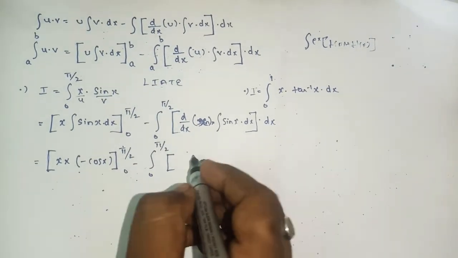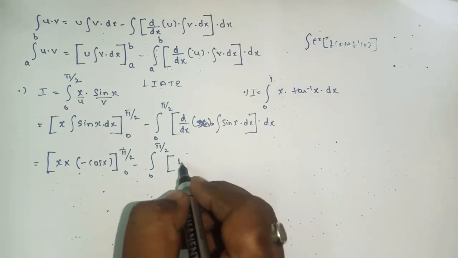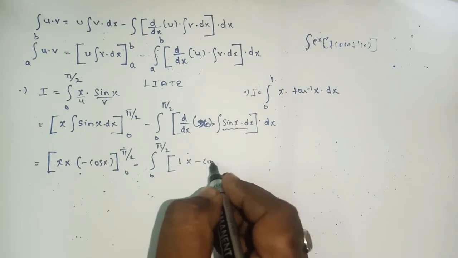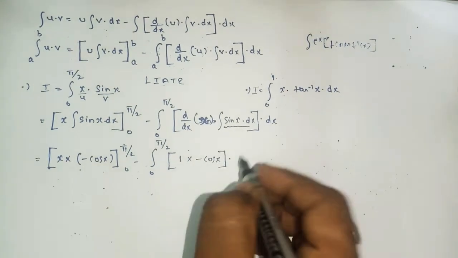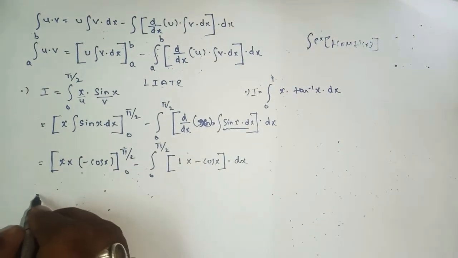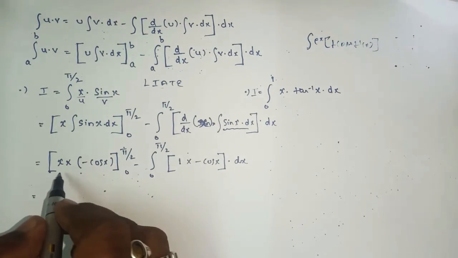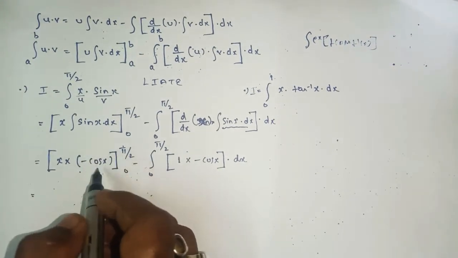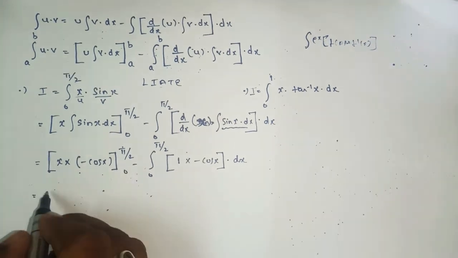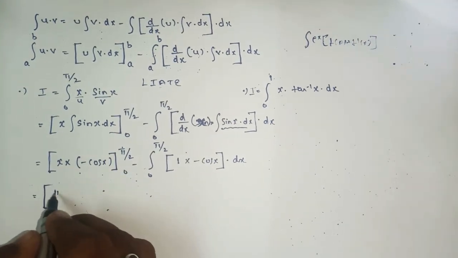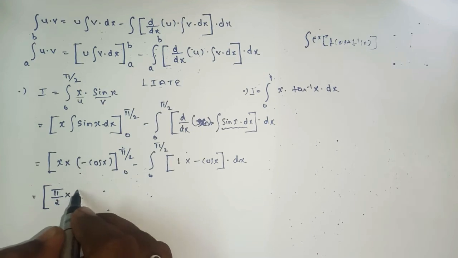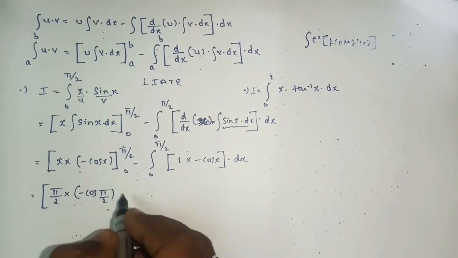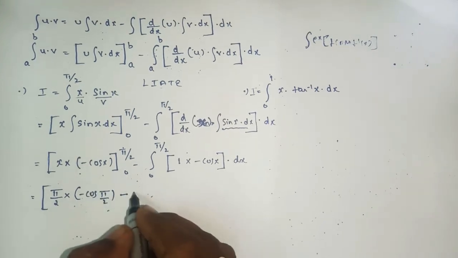What is the derivative of x? The derivative of x is 1, and integration of sine x into dx will be minus cos x, into dx. Here we cannot see the integral symbol, so directly we can substitute the values, upper limit and lower limit. First the upper limit will come, then minus the lower limit will come.